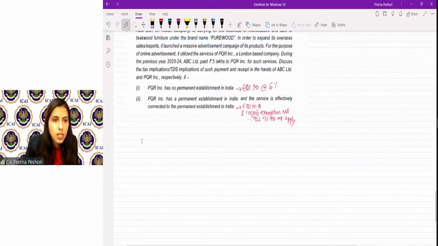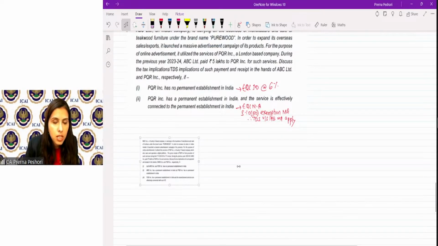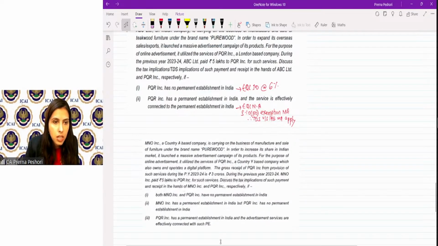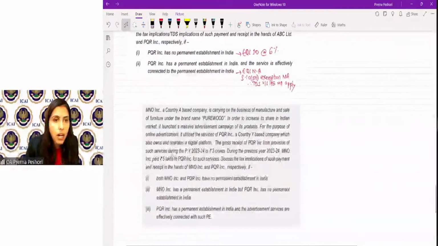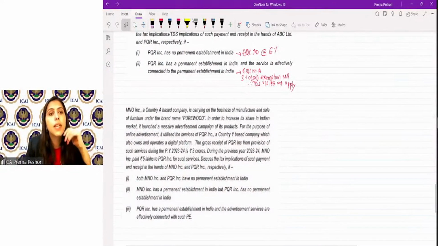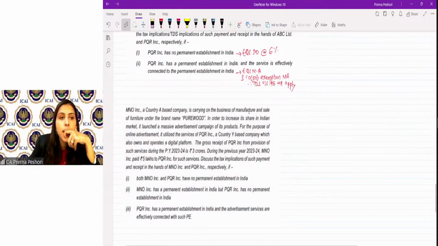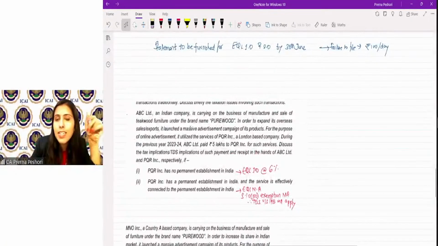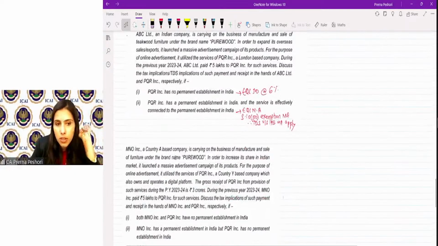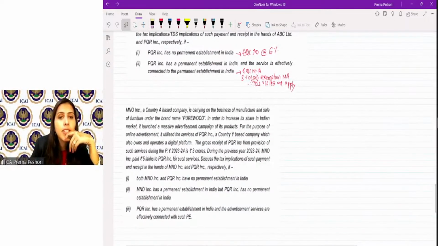Next one is: MNO, a country A-based company, is carrying on the business of manufacture and sale of furniture under the brand name of Pure Wood. Now, in the earlier case, ABC was the Indian company. Here, it is a non-resident company. In order to increase its share in the Indian market, it launched a massive advertisement campaign. For the purpose of online advertisement, it utilized the services of PQR Inc., a country Y-based company which also owns and operates a digital platform.